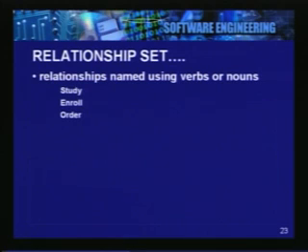Relationships are named using verbs or nouns. Here are a few examples. Study is a relationship, as we have seen. Enroll or order. A customer may place an order for a part. So, order will be a relationship, because customer is an already existing and defined entity, part is an entity, and order relates customer and part. So, these relationships should be named using either verbs or nouns, and they should be chosen very carefully, so that the meaning of the relationship is conveyed to the user.